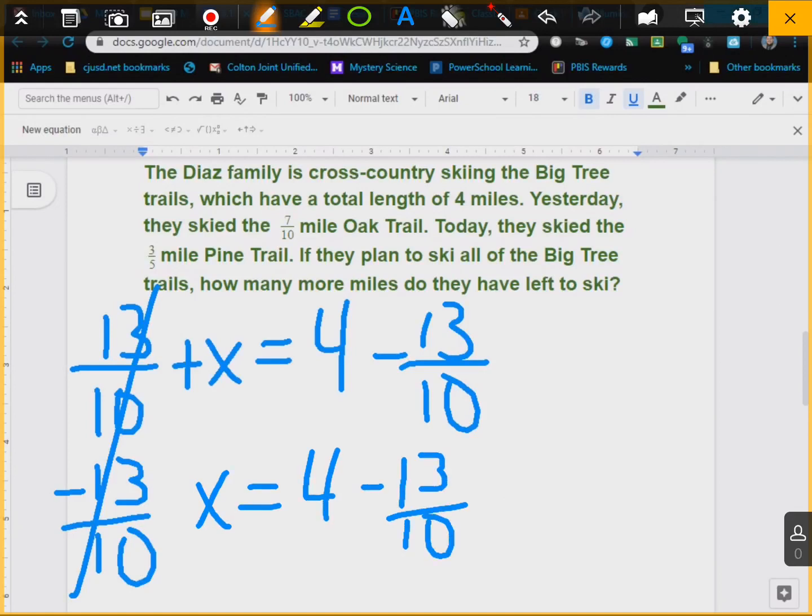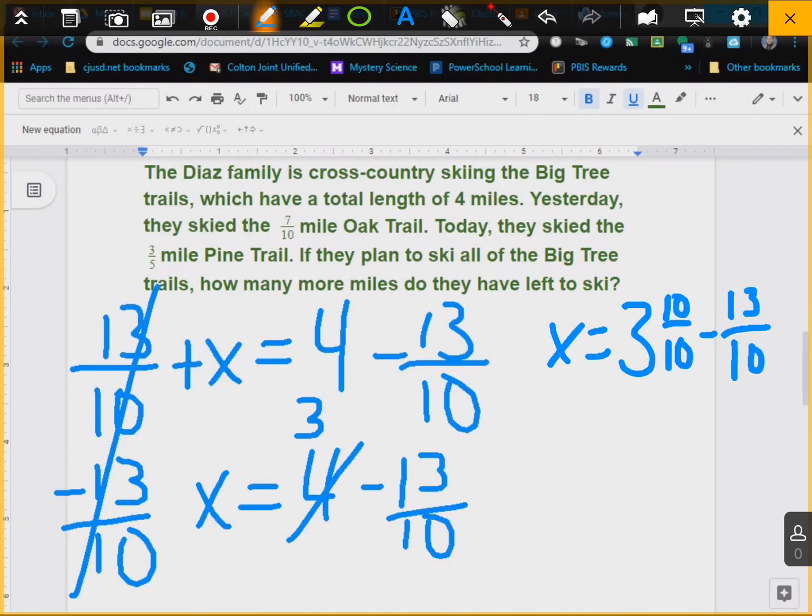So what we can do now is take this whole number, 4. We could actually take out one of them, make it 3, and have x equals 3 and 10/10 minus 13/10. And actually, I might need to take out another one because that's still too low. So let's take it out and make it a 2, and then we'll make it 20/10. So 2 and 20/10.